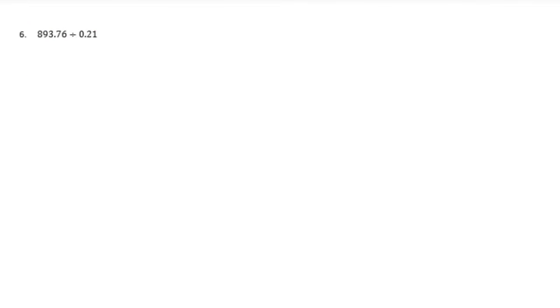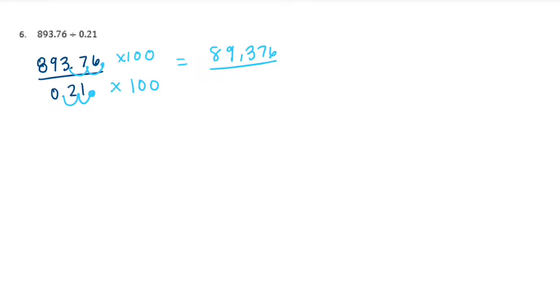Number 6. 893 and 76/100 divided by 21/100. So in order to make this a whole number divisor, we need to multiply by 2 powers of 10, or 100. So when I multiply 893 and 76/100 times 100, move it 2 places, we get 89,376 divided by 21.